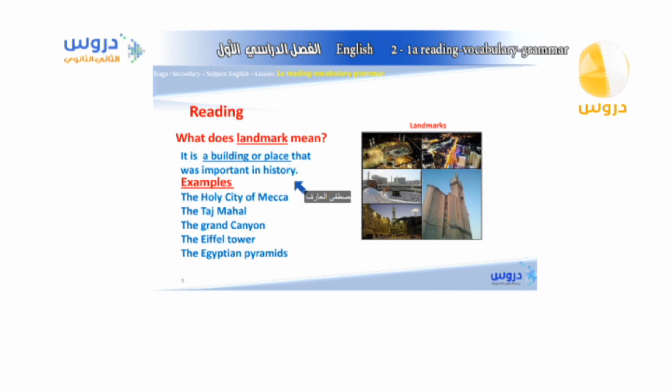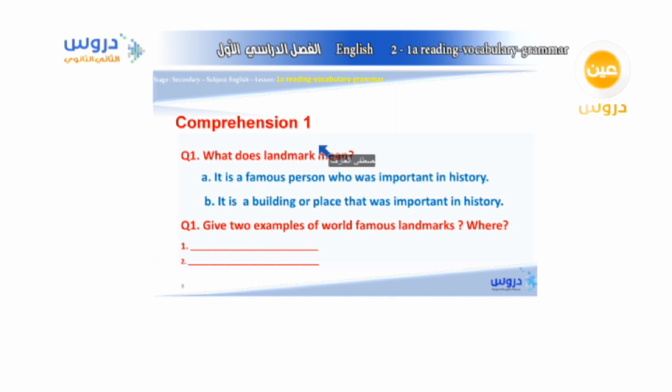It is a building or a place that was important in history. We have examples of very famous landmarks: the holy city of Mecca, Mecca al-Mukarramah, the Taj Mahal in India, the Grand Canyon in the United States, the Eiffel Tower in France, and the Egyptian pyramids in Egypt. These are very famous and international landmarks.